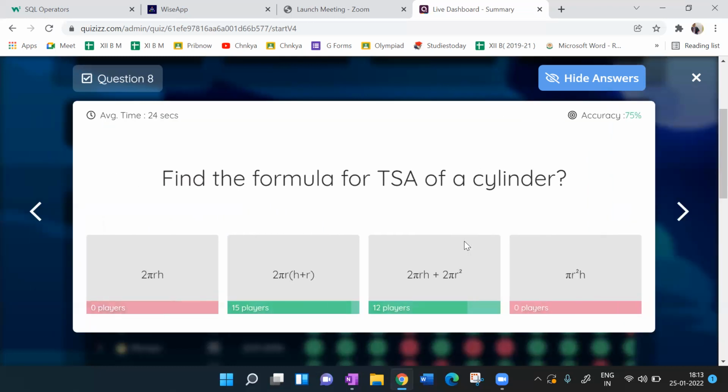Next, find the formula for TSA of a cylinder. बताओ, देखो दोनों सेम ही है, 2 pi RH plus 2 pi R square, दोनों मल्टीप्लाई. देखो B and C both are correct here. Wow, everyone wrote correct. Everyone wrote correctly.